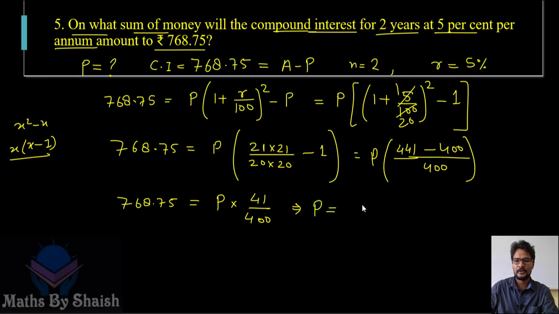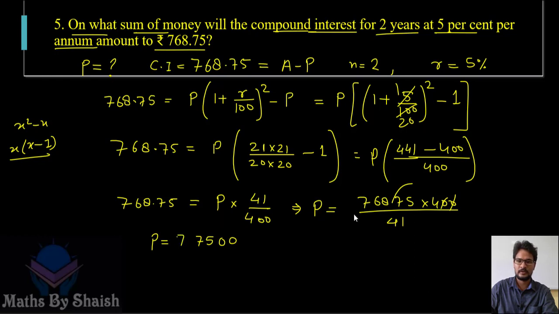And when we do the cross multiplication to get the P value, 768.75 into 400 and then divide by 41. So we have two zeros here and two decimal places, so these two got cancelled, and then 41 and here it is 4, so we'll multiply. P equals 76875 into 4, so 4 5s are 20, 4 7s are 28 plus 2 is 30, 4 8s are 32 plus 3 is 35, 4 6s are 24 plus 3 is 27, and 4 7s are 28 plus 2 is 30, and upon 41. Now we will divide this.